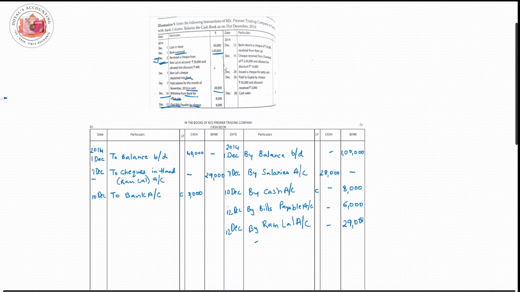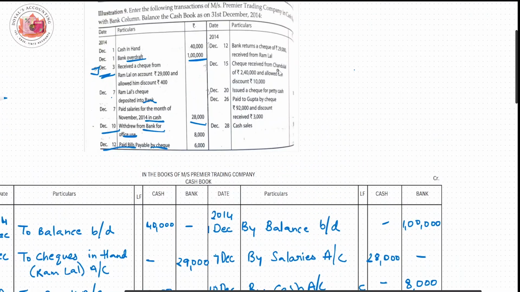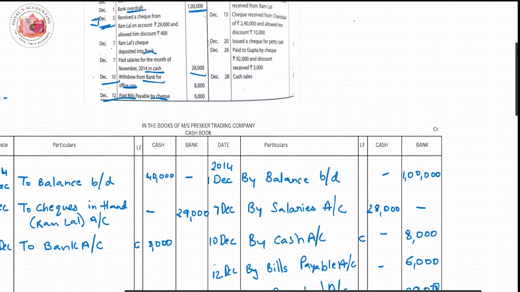Now let's go to the next transaction. Check received from Chandulal for rupees 2,40,000 and we have allowed him a discount of 10,000. Now see, there is no other transaction which is mentioning that this check from Chandulal has been deposited in the bank. So we can assume that this has been deposited on 15th December itself and we can record this in the books. So what would the journal entry be? Bank account debit, discount allowed debit to Chandulal, right? Now discount allowed we have to record in the journal. The Chandulal check we can write directly in the cash book.